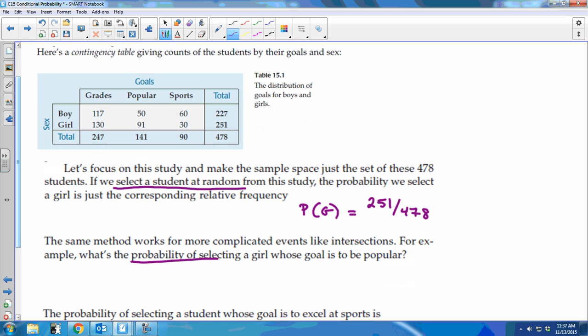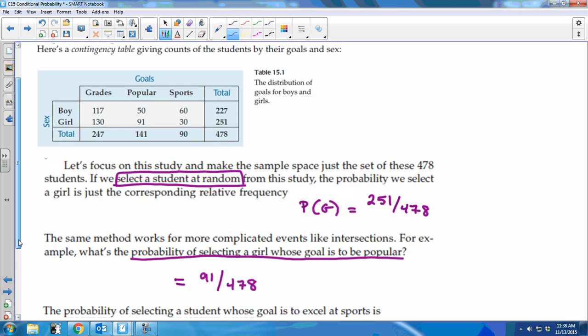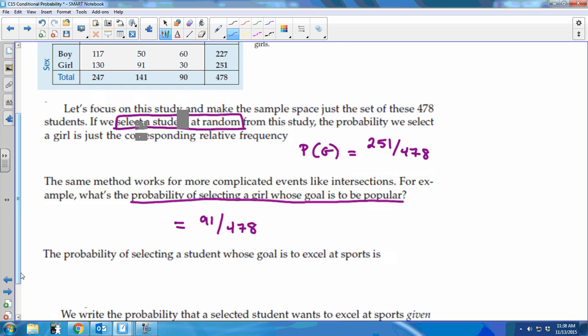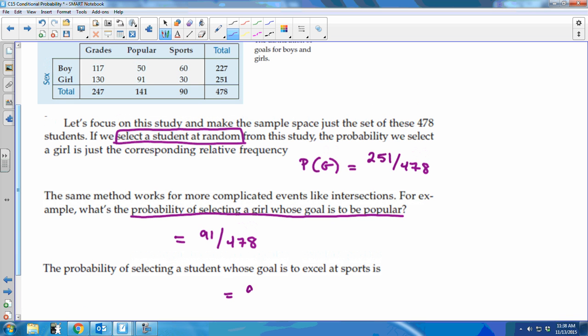What's the probability of selecting a girl whose goal is to be popular? Again, if we just select a student at random. The probability of selecting a girl who wants to be popular. What's that probability? 91 over 478, because again, we're just selecting a student at random. What about selecting a student at random whose goal is to excel at sports? 90 over 478, no big deal.